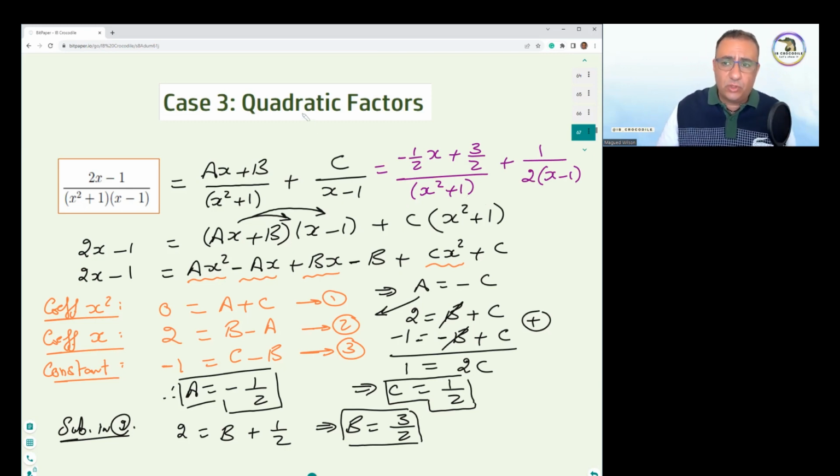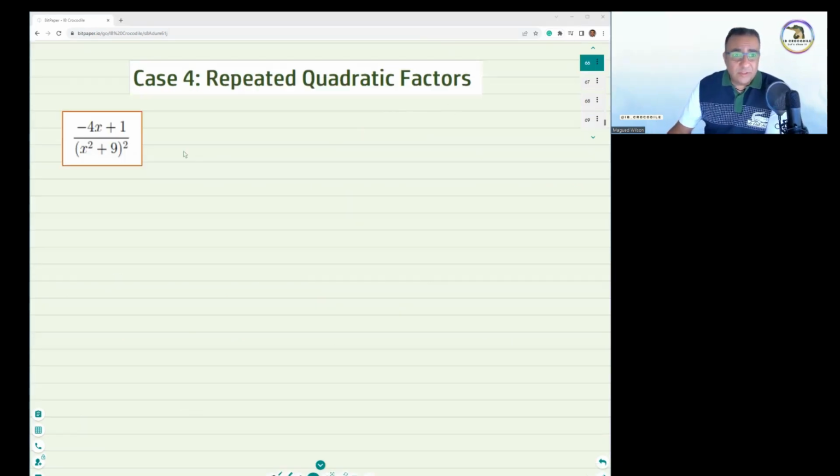Okay. So what is this case? This case is just quadratic factors, right? Which means the factor itself is second degree, and that's why the numerator has to be first degree in the form of ax plus b, or whatever letters you choose, it doesn't matter. So now this is case 4, repeated quadratic factors. We just covered case 3, which is quadratic factors, basically second degree, right? But now this is repeated quadratic factors.